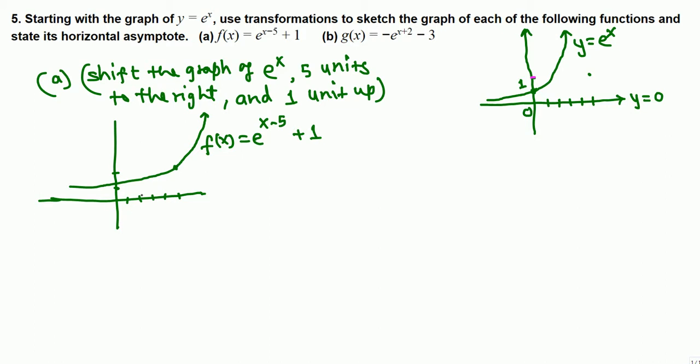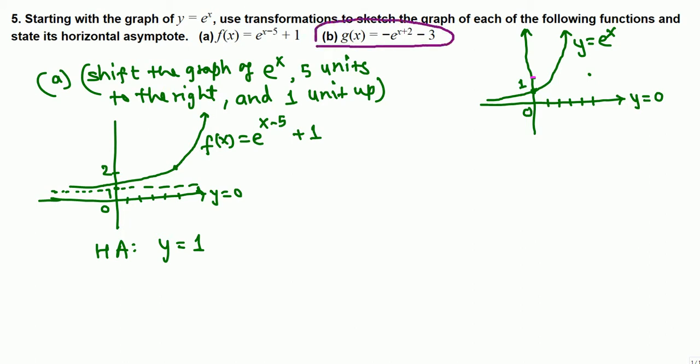Now we need to find the horizontal asymptote. This is 0, this is the x-axis, which is y equals 0. For the original graph the horizontal asymptote is y equals 0. It's shifted 1 up, which means the graph is going 1 up, so y equals 1. So this will come to here now. Okay, let's try part B.